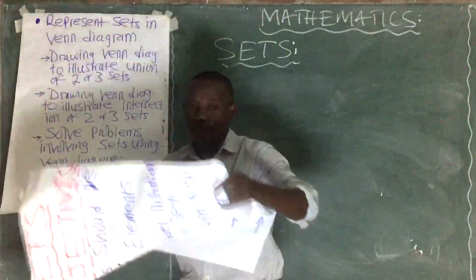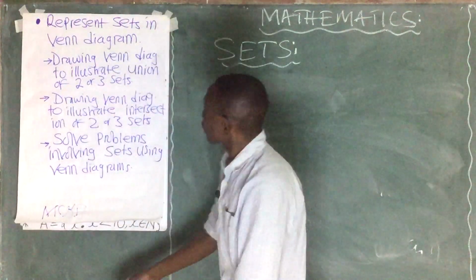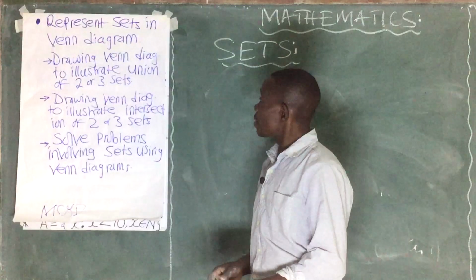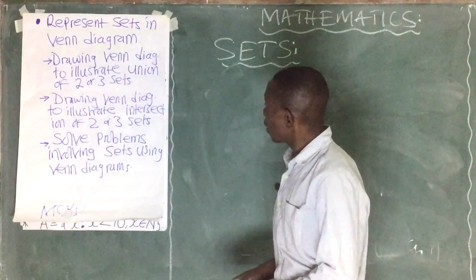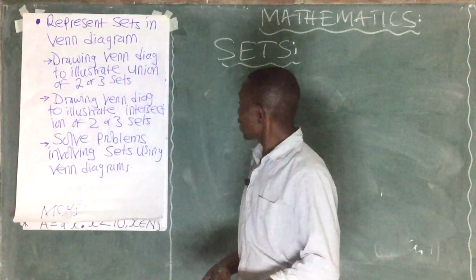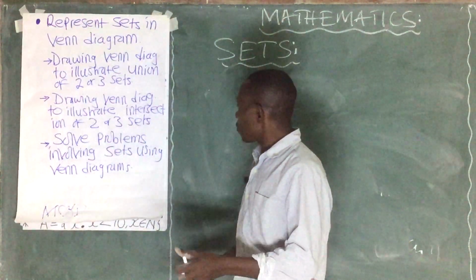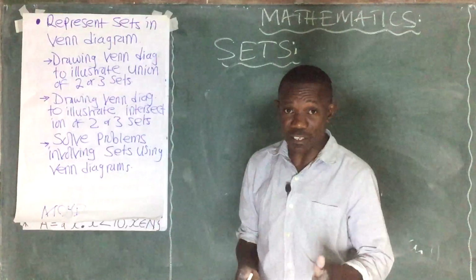The second objective will be drawing Venn diagrams. You need to represent sets in the form of Venn diagrams. So we'll be drawing diagrams where we illustrate the union of two or three sets, and also Venn diagrams where we illustrate the intersection of two or three sets.